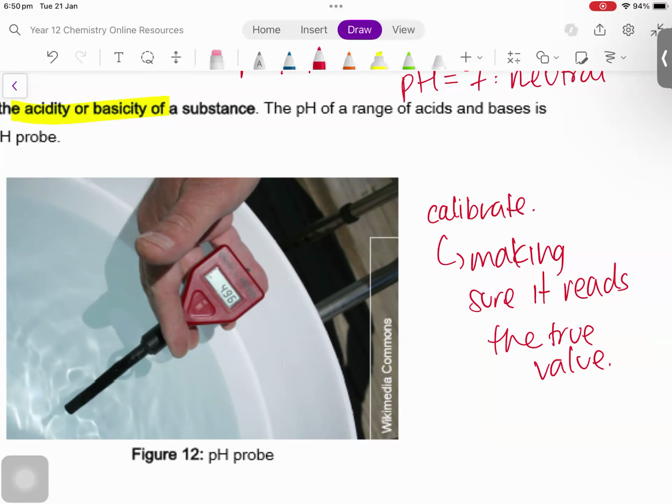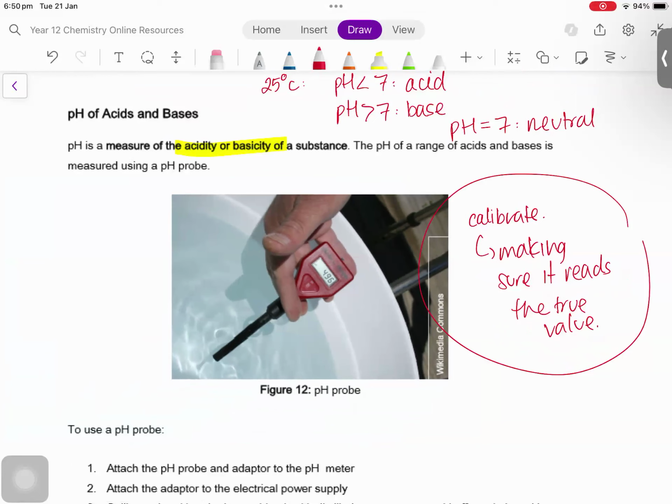So you're not making up your own solutions. It's just a really quick pop in, make sure it reads the correct number, and then just clean it and pop it into something else. So this is for any time you're using machines, in particular for this, when you're using a pH probe or a pH meter, pretty much the same thing.